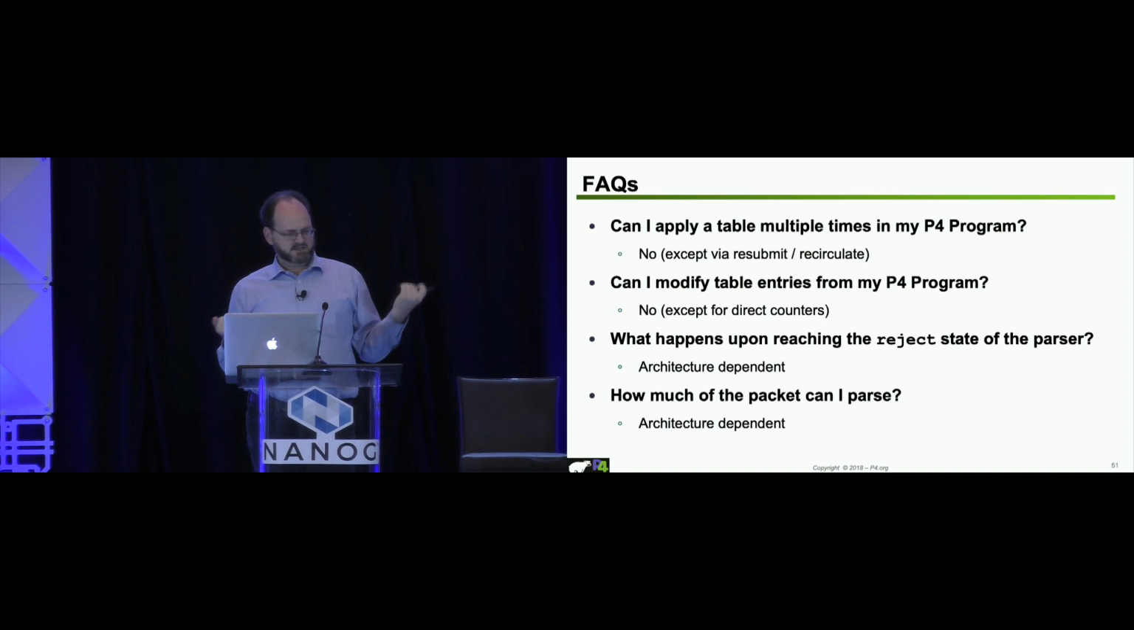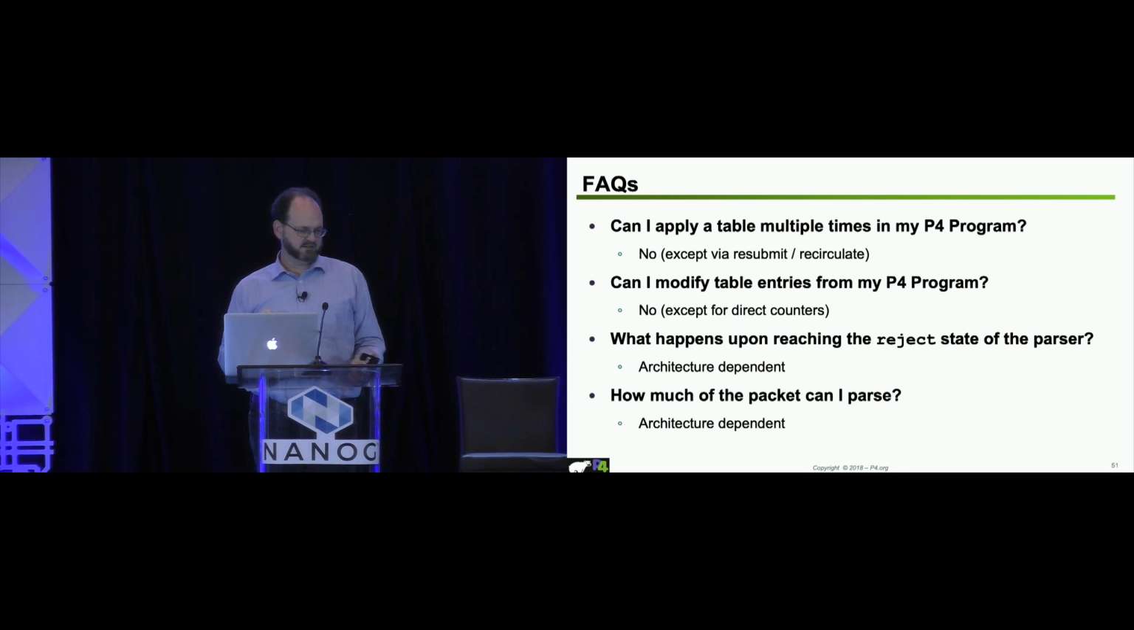What happens if you reach a reject state? It's architecture dependent, but in V1 model, it actually doesn't do anything different than if you go to accept. But some architectures might always drop such packets. Some of them will save a parser error status field in the standard metadata that you can then look at in your ingress code and decide what you want to do with parser error packets.